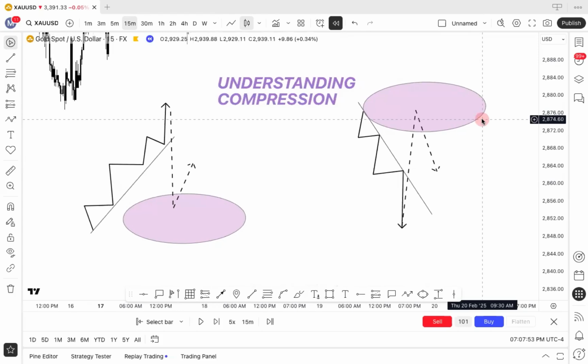This video is to help you guys understand the meaning of compression. And the reason why I wanted to make a separate video for this is because this is very important for people who love to use trend lines and for trend line traders in general, because compression is very important. You'll see it a lot on your trend lines.